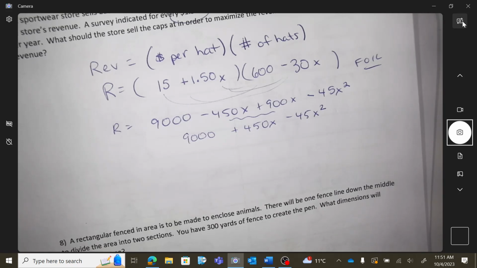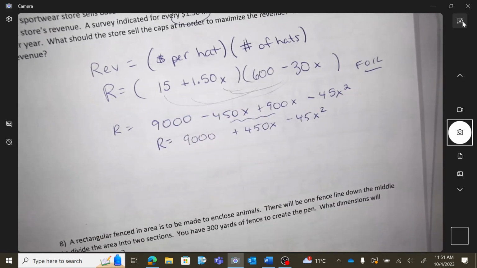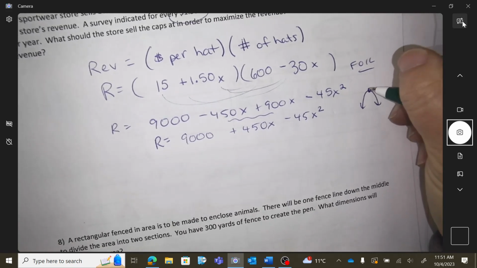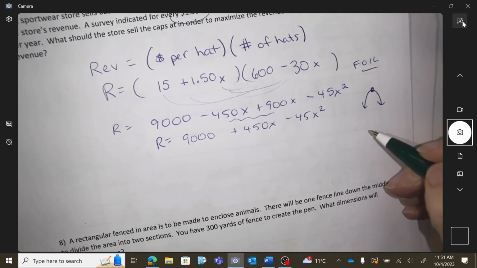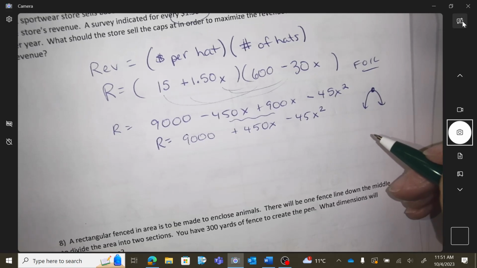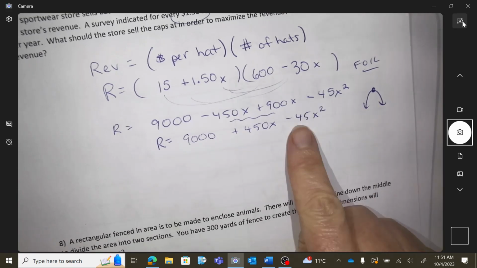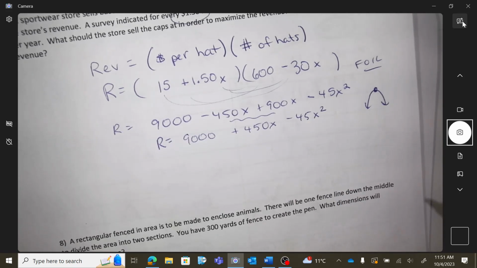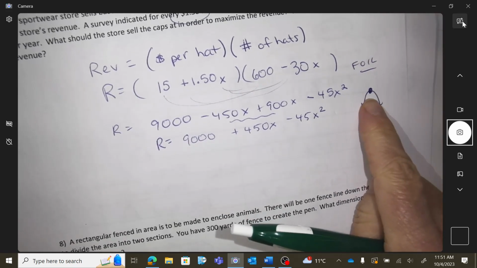Okay, so this is your equation, and you're trying to talk about maximizing your revenue. That's the whole purpose of this question. Does it make sense that we would have a max? How do I know that I do have a max? What shows me that I have a max? A negative x squared shows me that, yeah, I do have a max. Okay, how do I find info about this max?